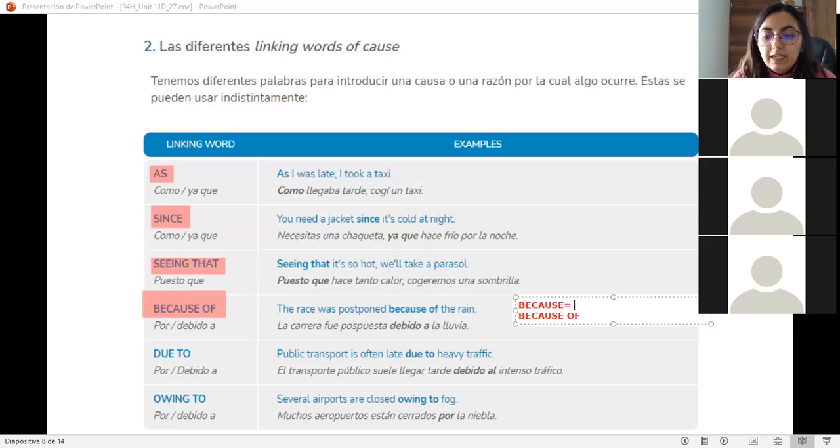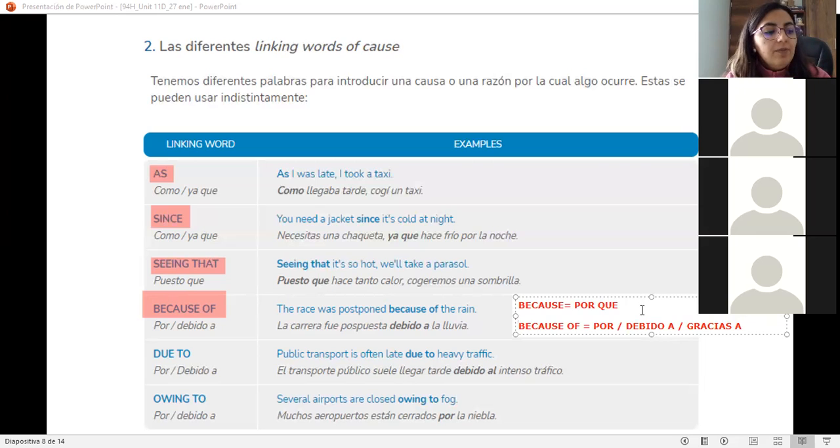El because significaría por qué, ¿no? Estamos explicando el porqué de algo, la razón de algo. Pero este because of, ¿sí? Significa por, debido a o gracias a. This would be the meaning. But there's something else that makes them different. Y hay algo más que los diferencia.